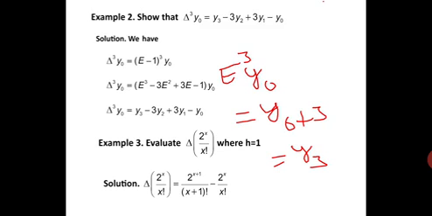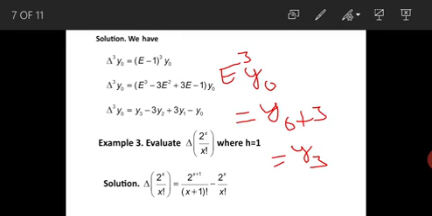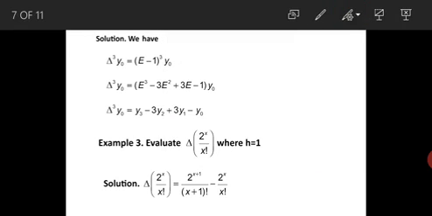Now I'll consider the next problem. Evaluate delta of 2 to the power of x divided by x factorial. Here, wherever h is there, we will substitute h equals 1, right? We will erase all the terms.